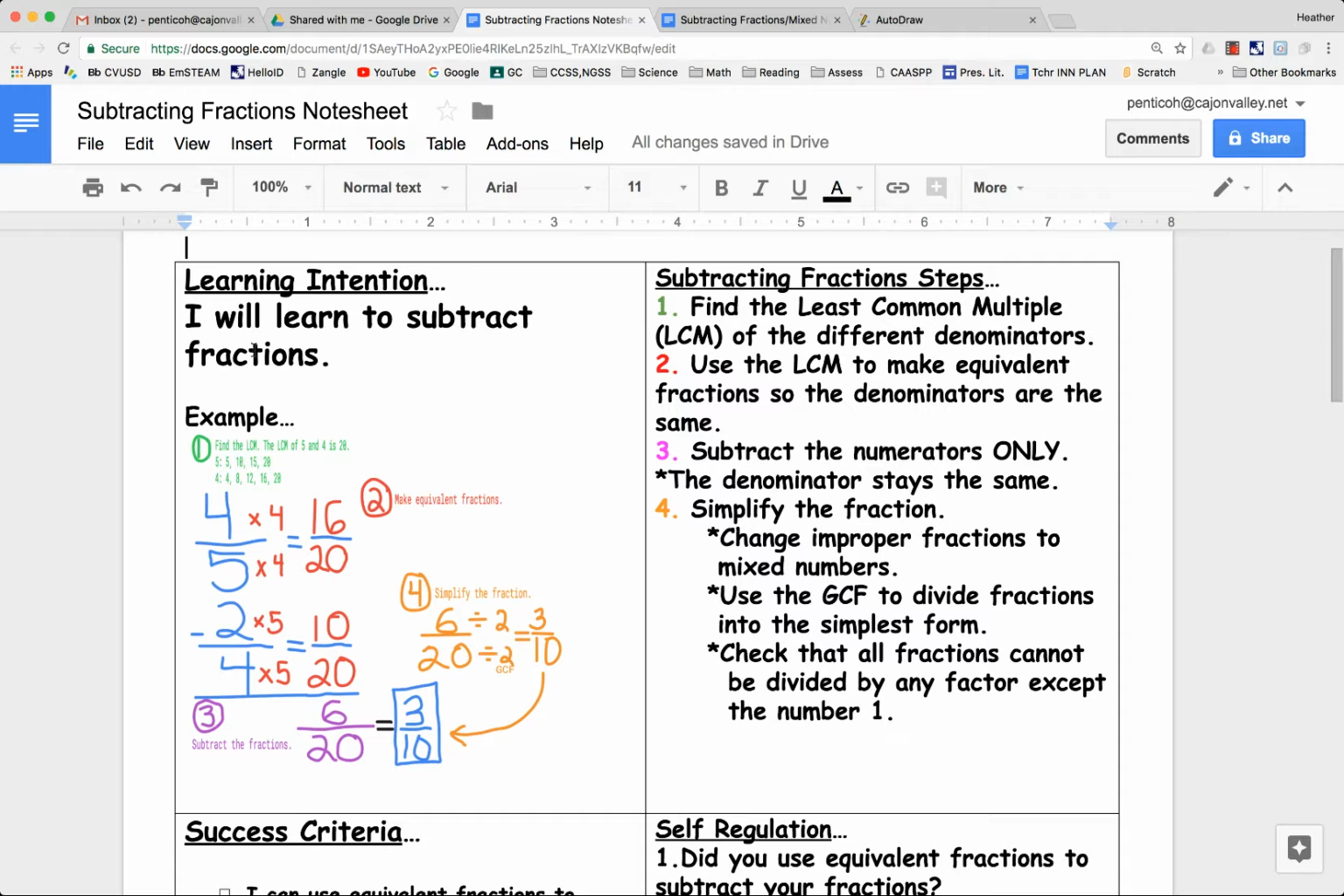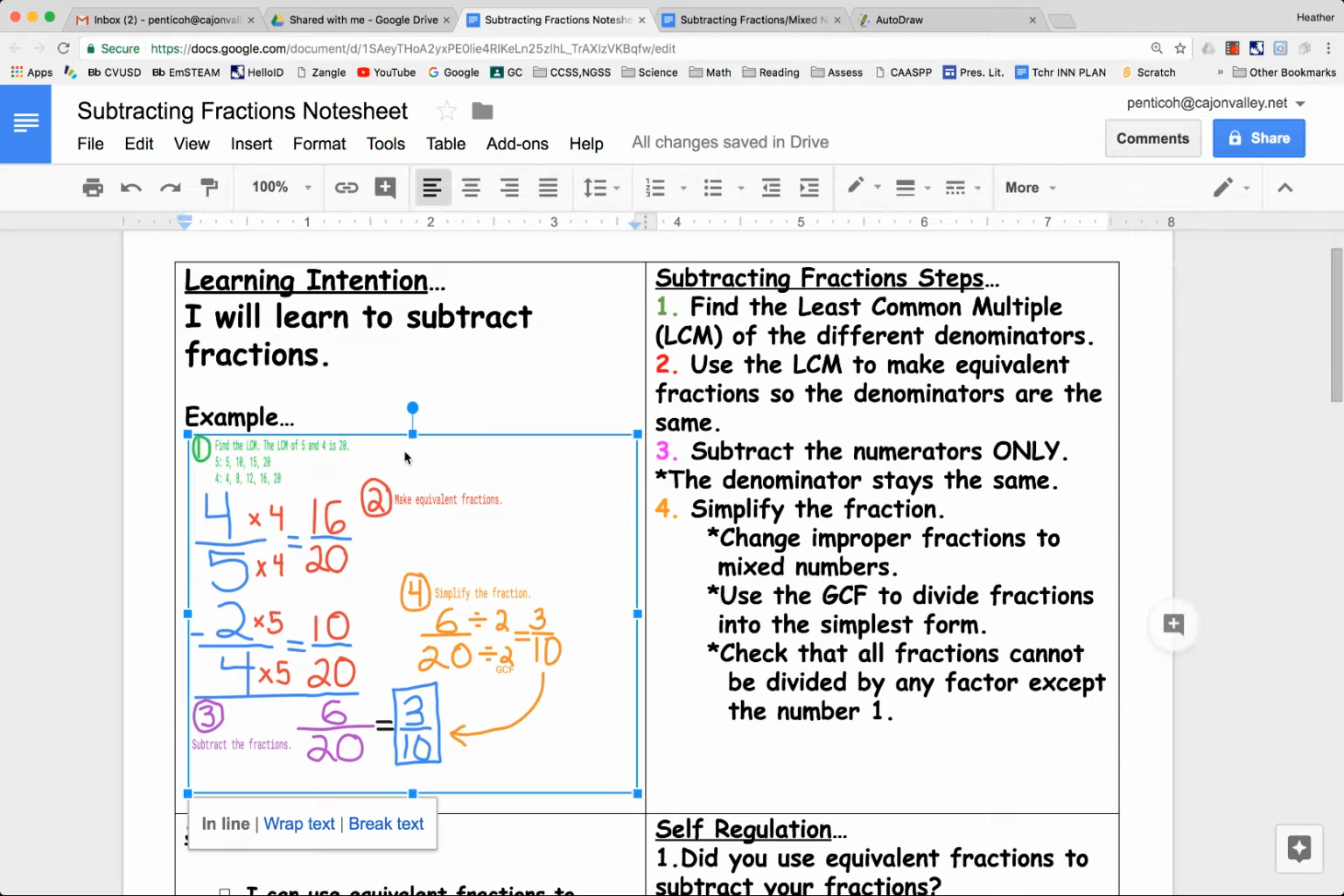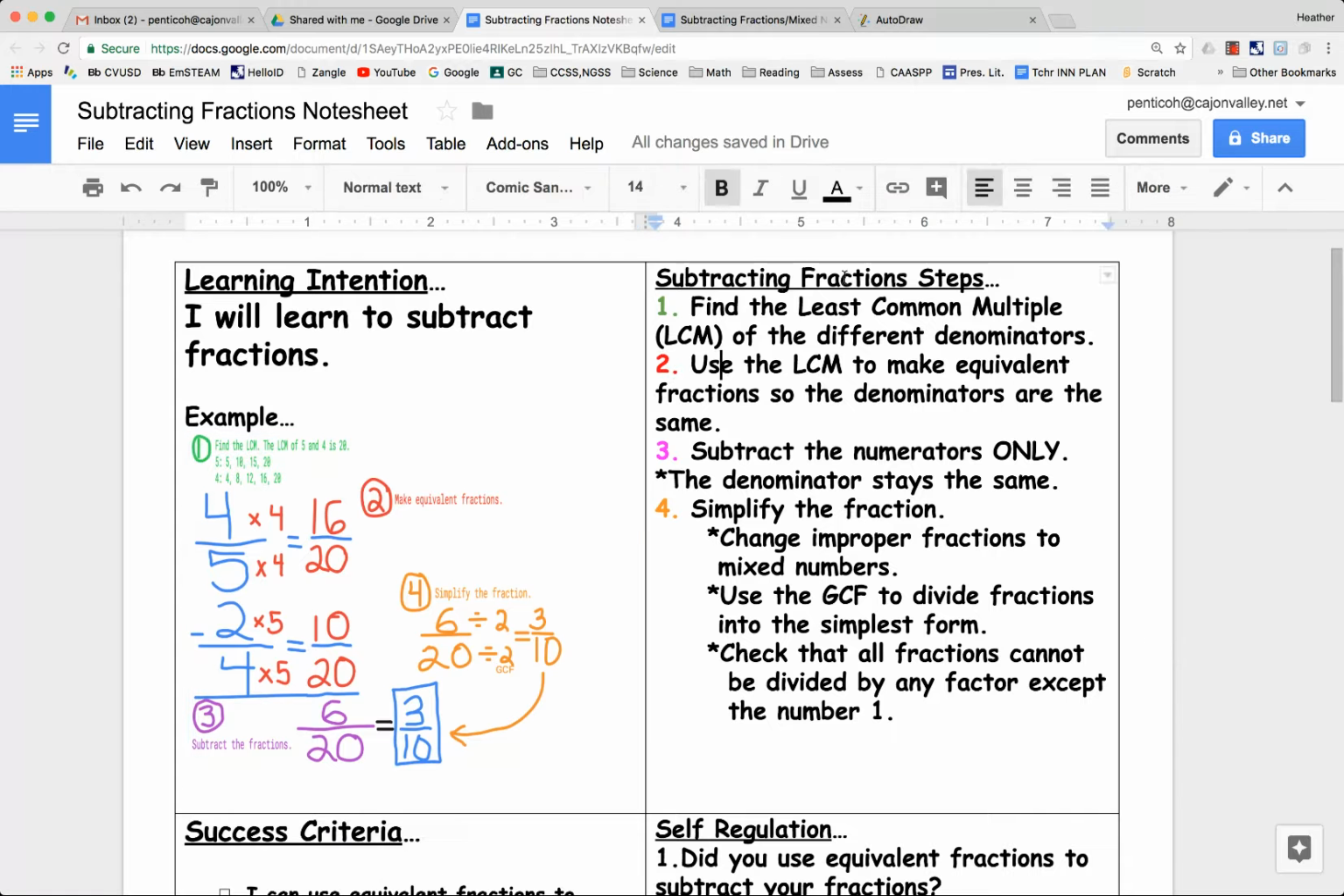Over here on the left-hand side, we have our learning intention of what we're supposed to be learning, which is to subtract fractions. And I've used this picture here as my model to go through the steps over here on the right-hand side, the subtracting fractions steps. And if you notice, the colors correspond to the different steps.